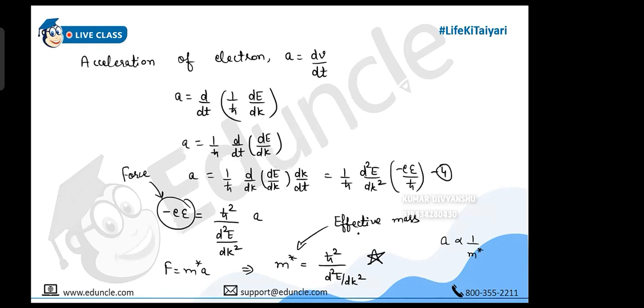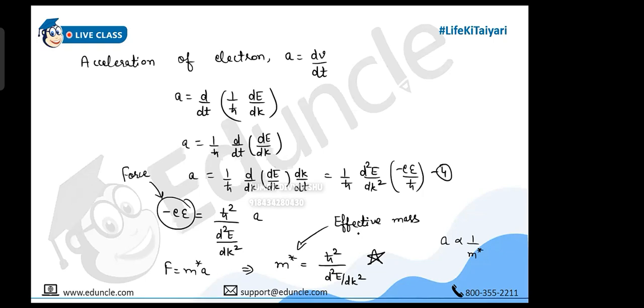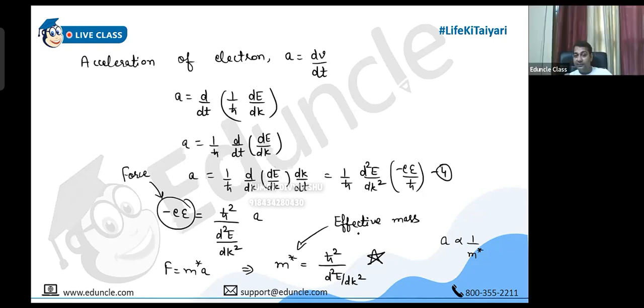So now if you make the crystal field or the potential greater than the external one, what will happen? Electron will start moving in the opposite direction. So that's why the mass is negative, to take care of that negative sign, because it starts moving in the opposite direction as compared to the normal. Clear now?